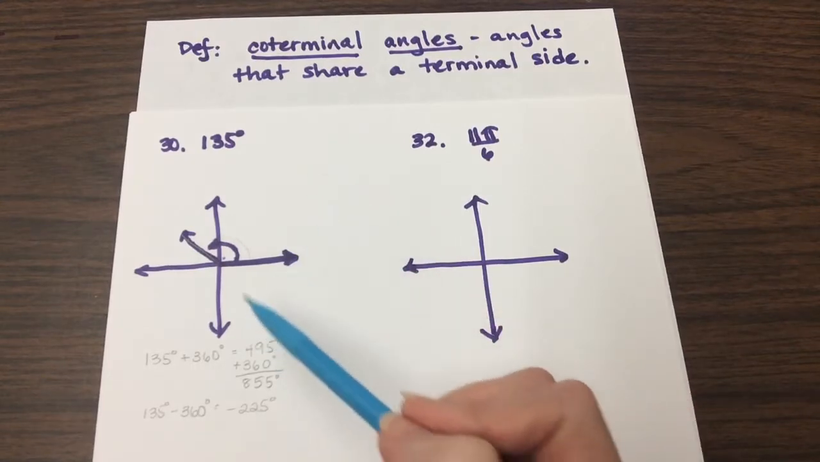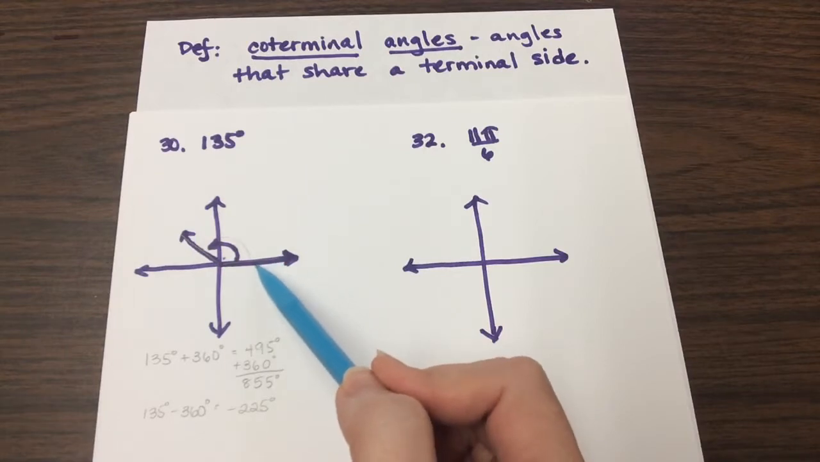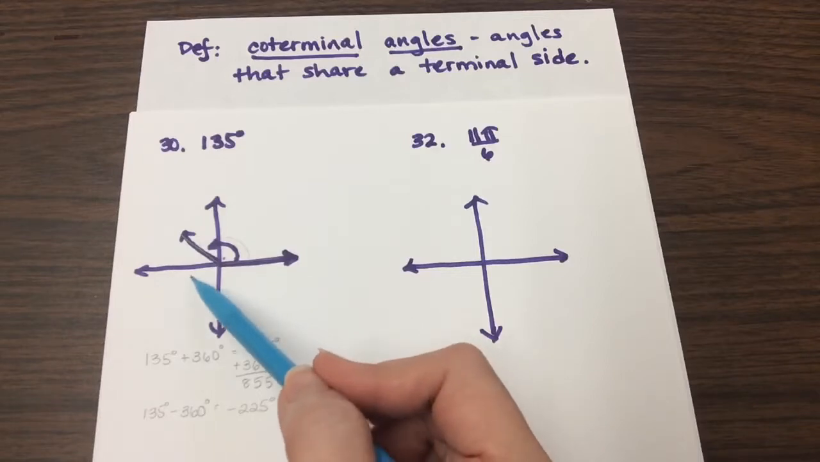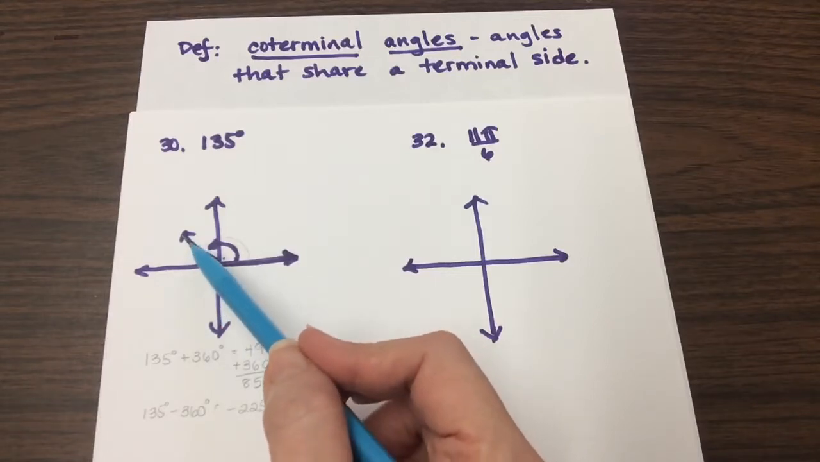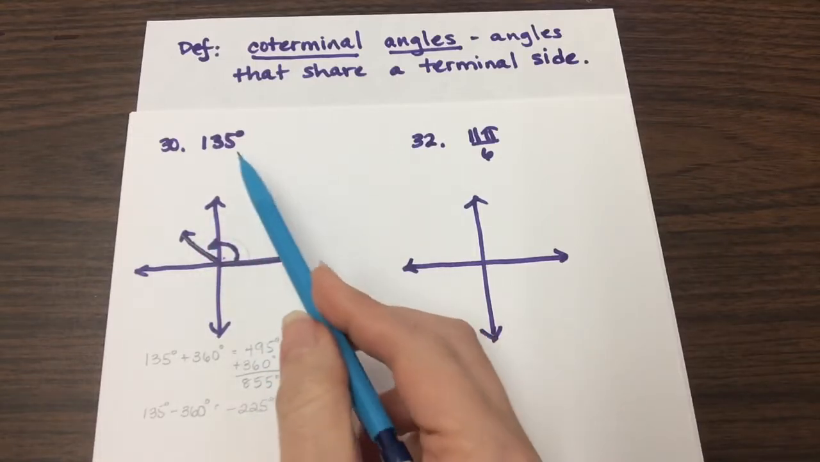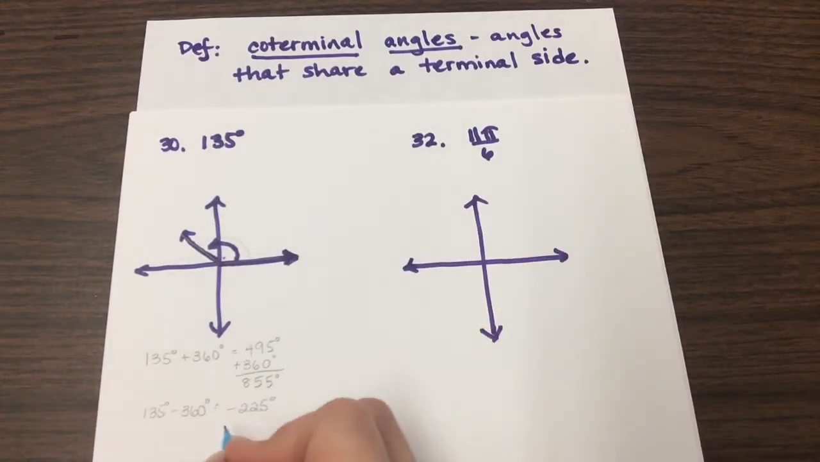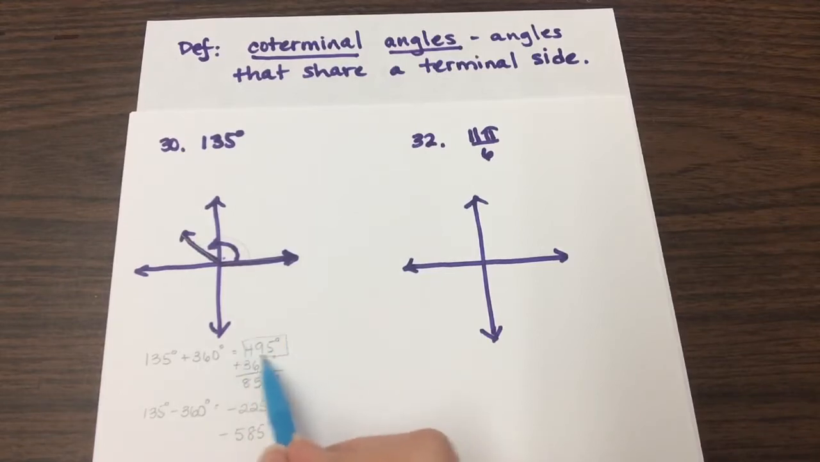And if we want to stop and check this, think about what negative 225 would look like. If I'm starting in standard position, negative, so I'm going clockwise. So negative 90, negative 180, 45 more, boom, there I am. So negative 225 is a negative coterminal angle of 135 degrees. If I need another one, just subtract 360 again, and I get negative 585. Okay, so I've got two positives, two negatives, and I'm done.